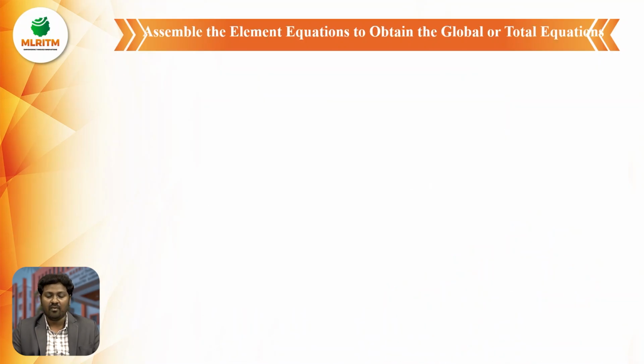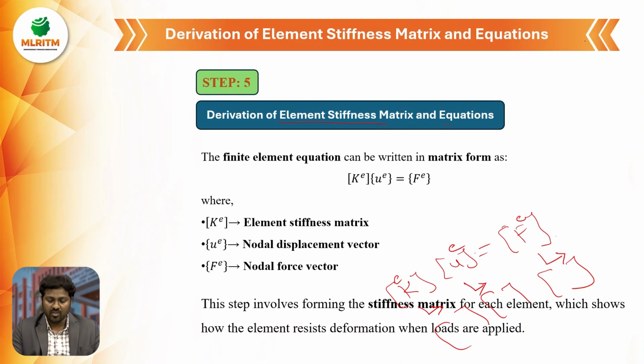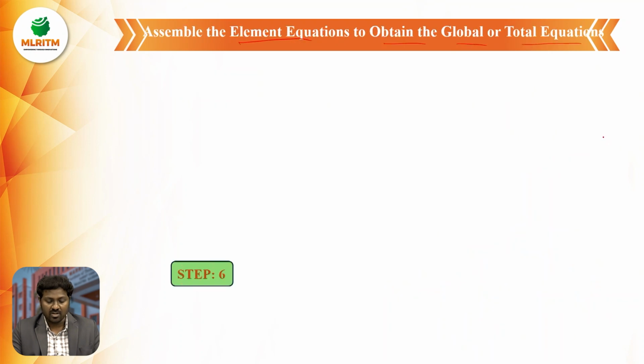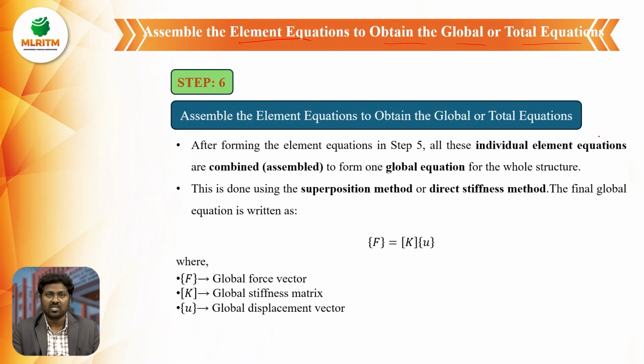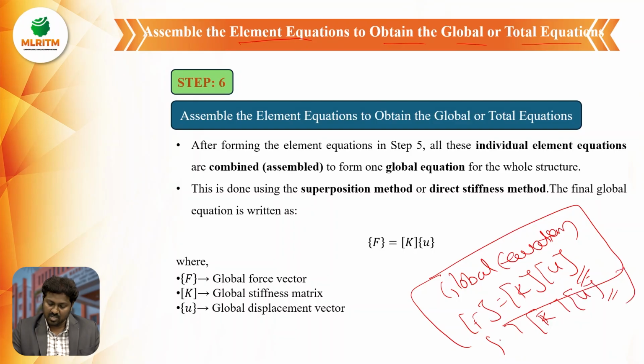Next is assembling of the element equations to obtain the global total equation. This is step number 6. Before this, in step 5, we calculated the equation for each individual element. Coming to step number 6, we combine all the equations and get the global equation. We write F equal to force is equal to stiffness times displacement. Combine all the forces, all the element stiffnesses and all the displacements. That is called the global equation to find the matrices.